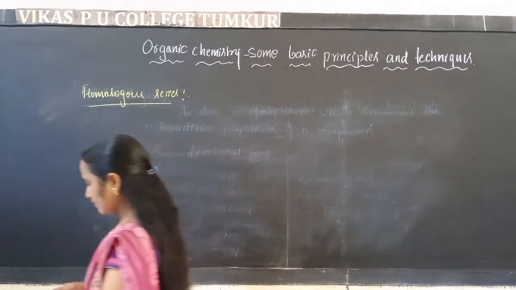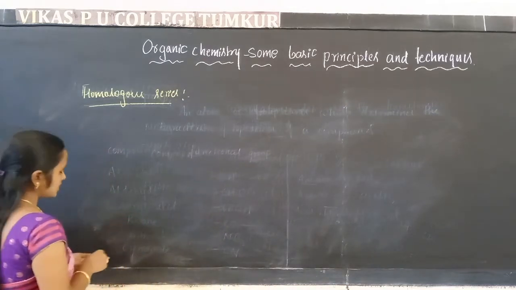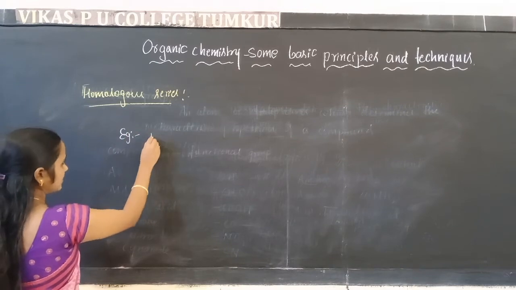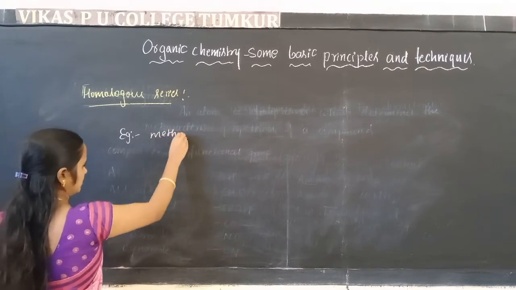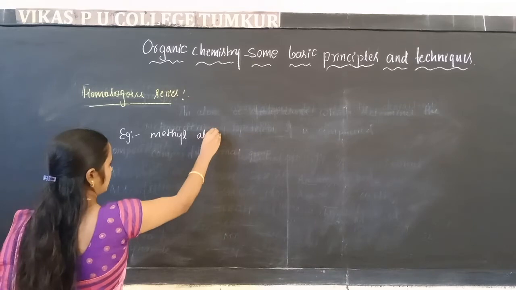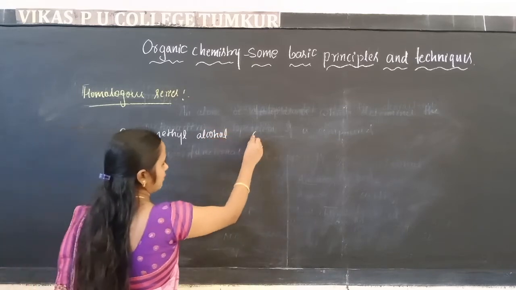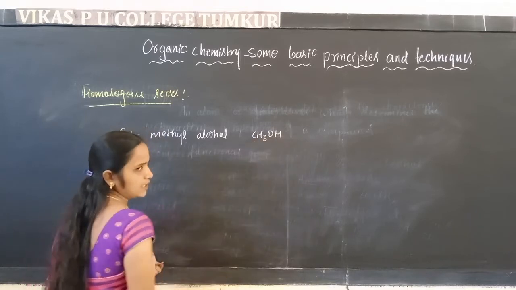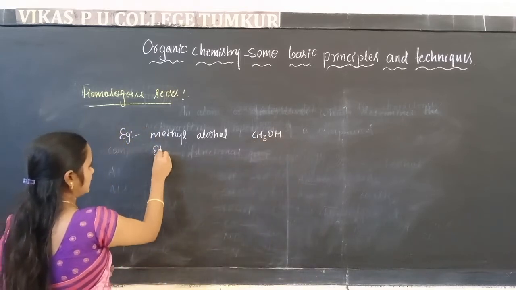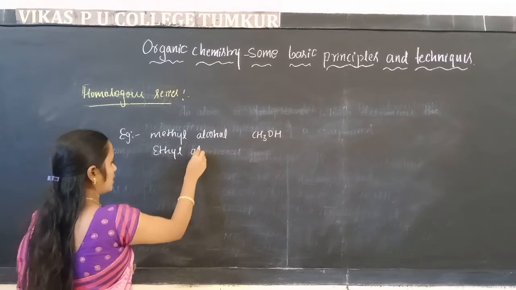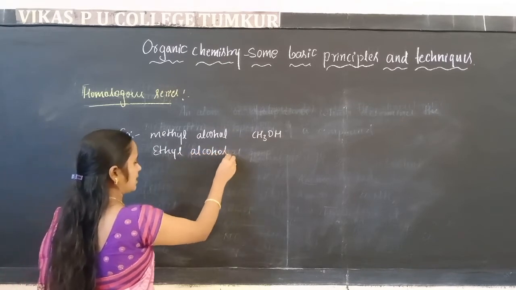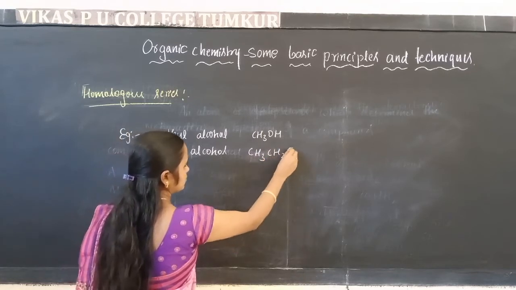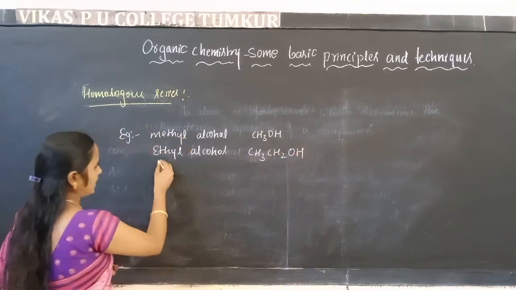We'll take an example for this homologous series. Methyl alcohol, the molecular formula is CH3OH. Then ethyl alcohol, the molecular formula is CH3CH2OH.